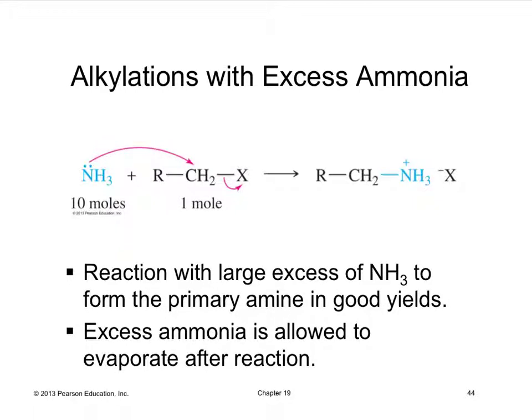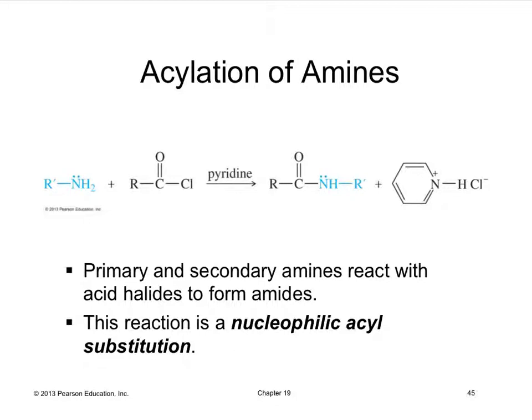So last we left off in part 1, chapter 19 was here. I'm going to move on. Here you can have acylation of amines where you add an acid chloride in the presence of your amine and pyridine, forming the amide bond and your other byproduct. And this reaction is called nucleophilic acyl substitution.